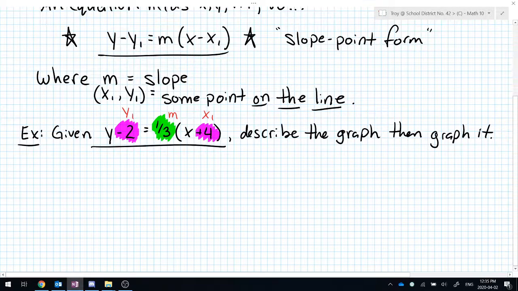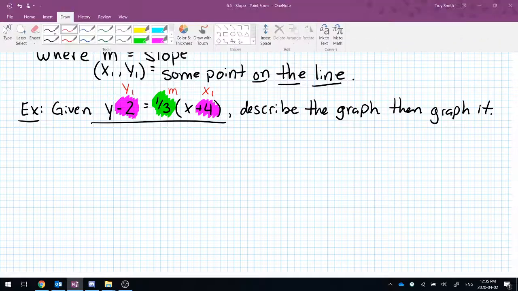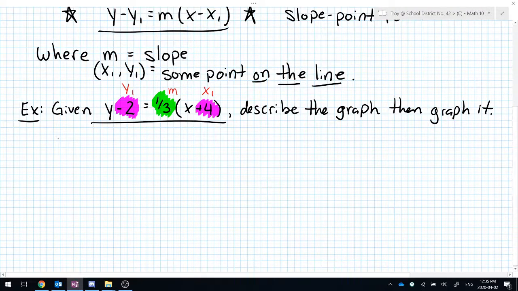Okay, so how are we going to describe it? Well, first of all, we know that this graph has a slope of positive 1/3. It has a rise of 1 and a run of 3, and it's positive, so that means it's going to go up and to the right. It has a positive slope.